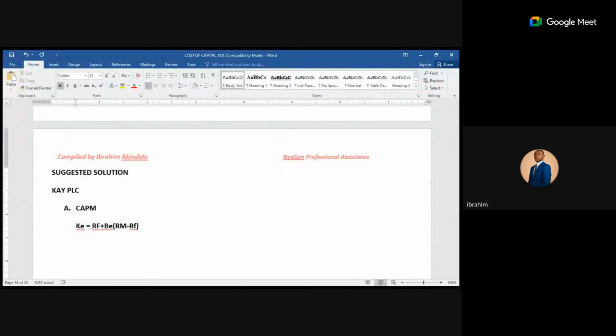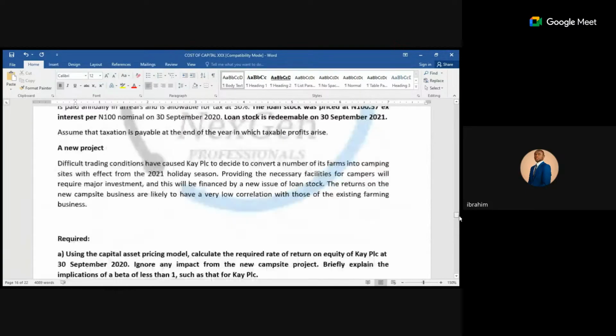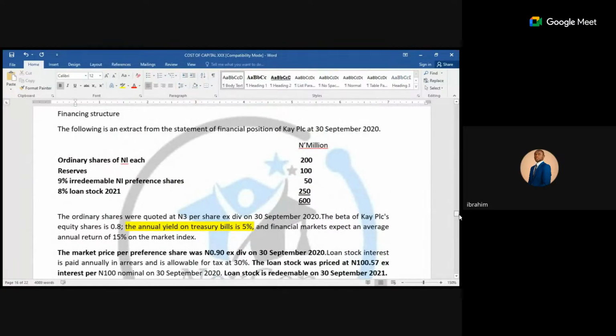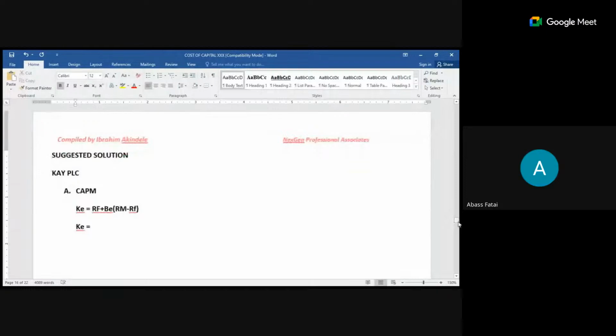Class, from the question, we are to use the CAPM to determine the cost of equity. Then we will explain when beta is greater than 1 and when it is less than 1. Class, cost of equity equals what? What is the risk-free? How many percent is our risk-free in the question? 5%. What is the equity beta? 0.8.